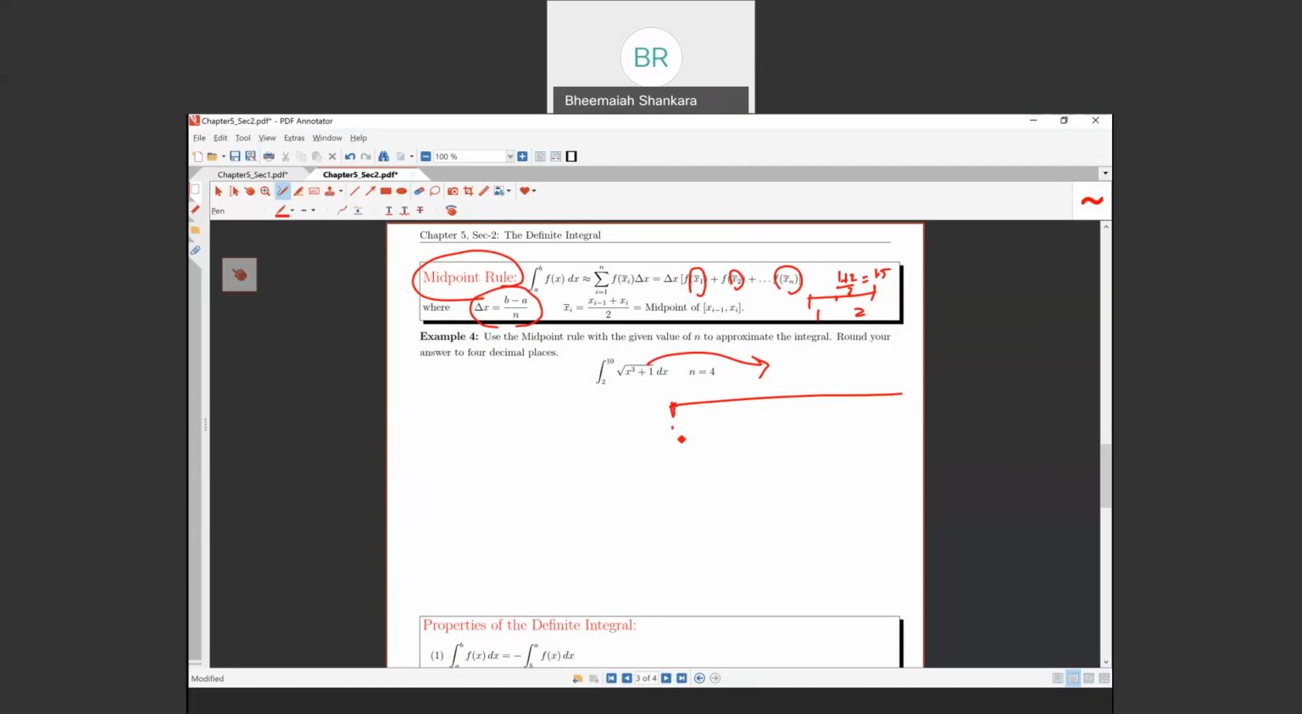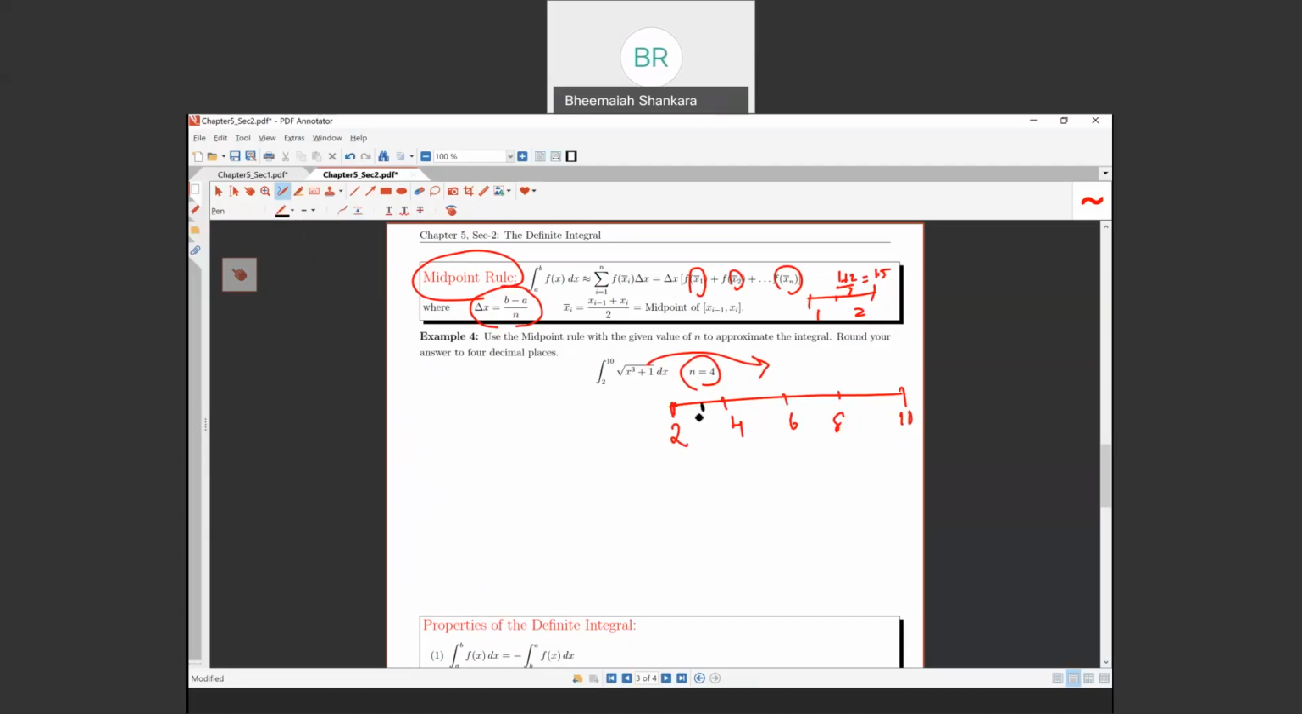Draw the left extremity 2, draw the right extremity 10. And you are given n equal to 4, which means 4 rectangles. So break this as 4 rectangles. So mark this unit as 4, 6, 8. So you want to use the midpoint here.